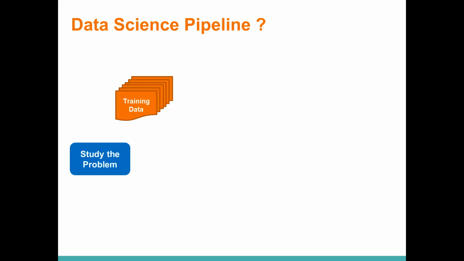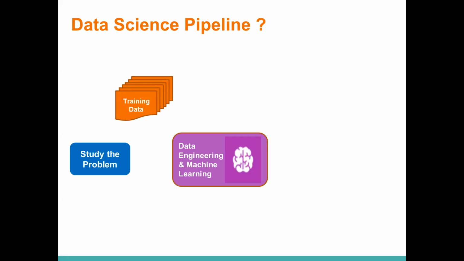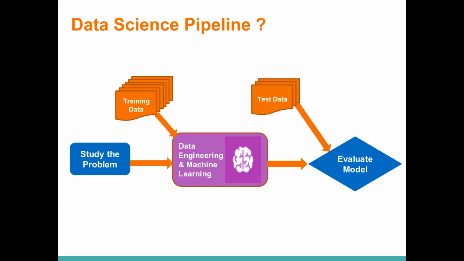So we get what we call the training data, or a sample of data. That is given, and then we need to put our data engineering and machine learning skills together to come up with a solution to address the problem. Just coming up with a solution is not good enough. Whatever the solution is, it might be a model or something else, but if it is a model, we need to make sure that we evaluate it.